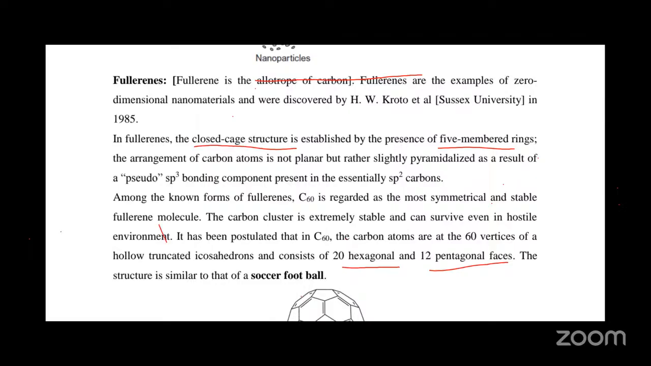Hexagons are like the benzene structure, but we don't have double bonds. Pentagons mean 5-membered rings. The 12 5-membered rings and 20 6-membered rings are all connected together in a cage-like structure. Therefore, we get Buckminsterfullerene, that is C60 fullerene.